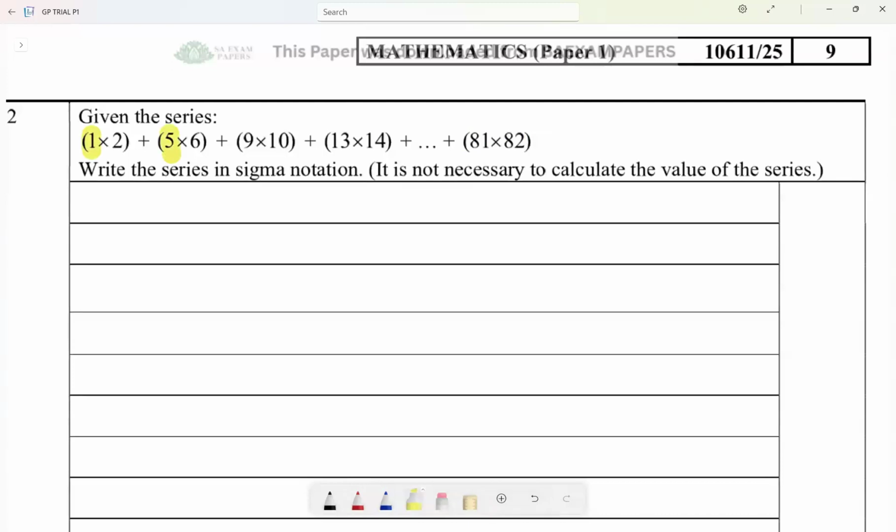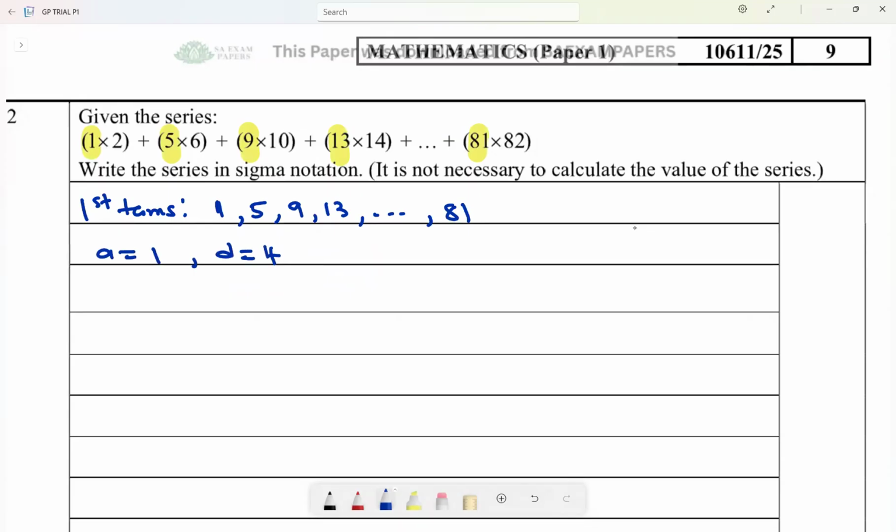So how about I consider the first terms? Let me consider the first terms of the bracket. When I consider the first terms, I have 1. Okay, this is a series. Let me use a sequence 5, 9, 13, all the way to 81. So let me see, does it form a linear pattern? Maybe. 5 minus 1, it is 4. 9 minus 5, it is 4. 13 minus 9, it is 4. Okay, this is a linear pattern. So I can say the value of A is 1, and it has the difference of 4.